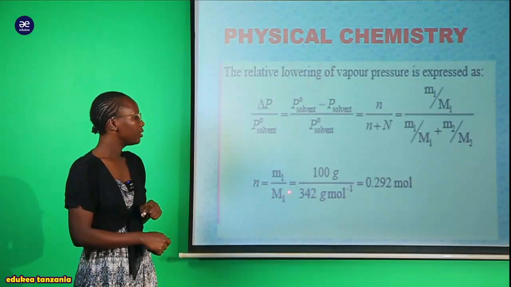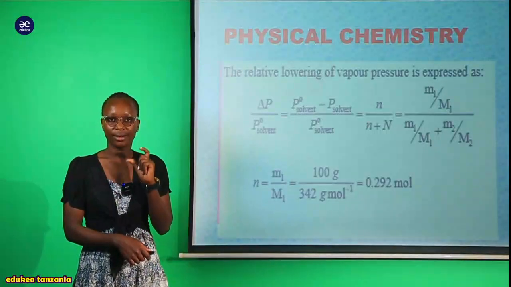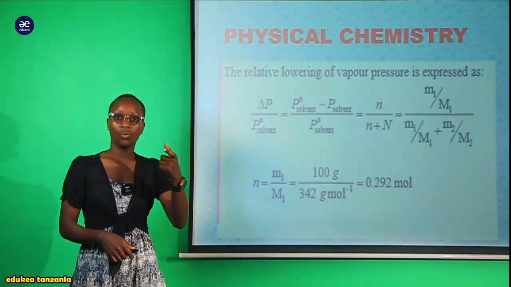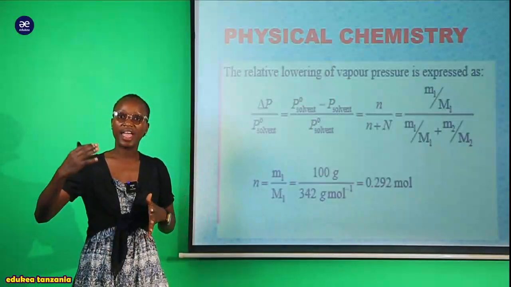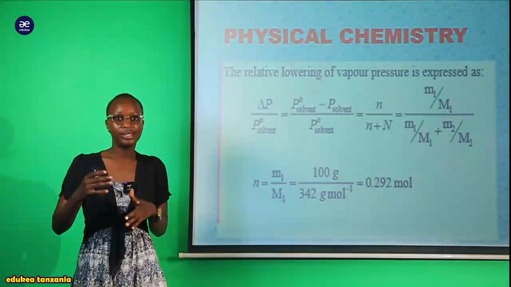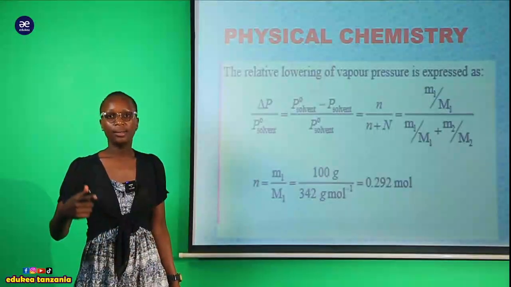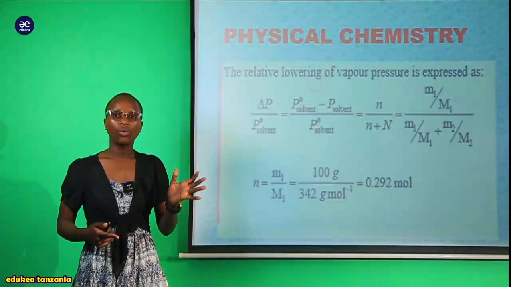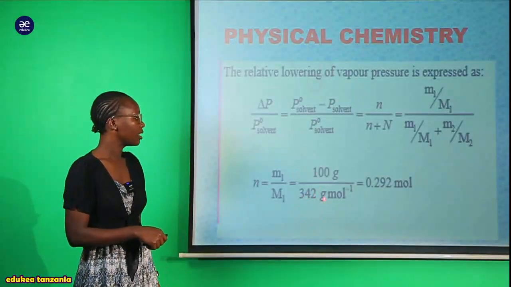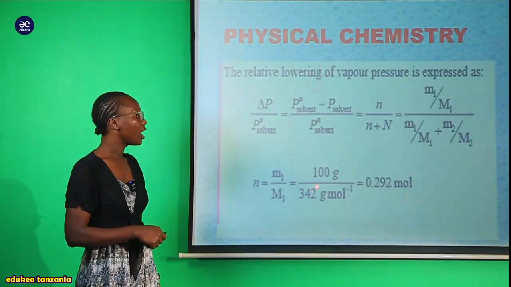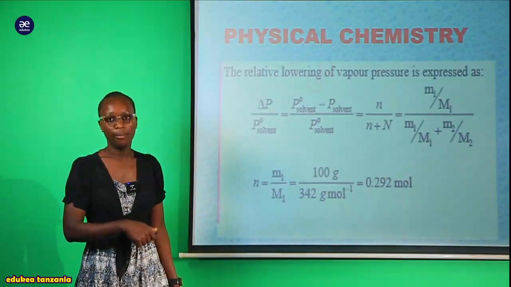So here simply utakuja kumpata n ambayo ukiangalia mass ulishapewa ni 100 gram, ile ambayo ilikuwa ni mass 1. Maana tuliambiwa ilitokea kwenye 100 kwenda kwenye 1000. Kwa hiyo ile nyingine ni mass 2. So simply here tulikuwa na 100 gram, lakini molar mass pia tulipewa ya huyu sucrose ambayo ni solute. Tulipewa ni ngapi? 342 gram per mole. Therefore ukigawanya hapa simply unakuja kupata 0.292 moles.